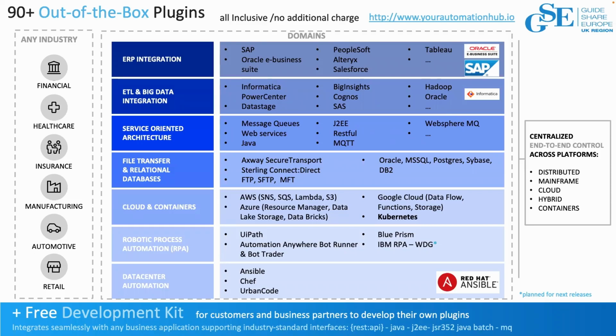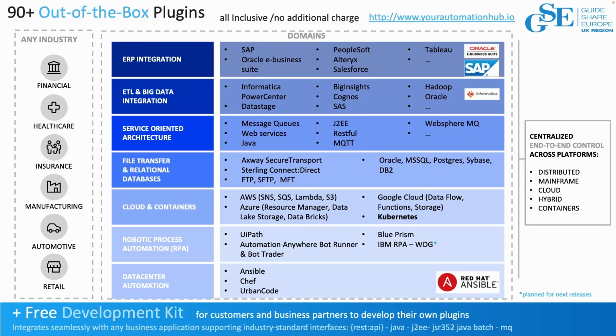We have plugins for many different automation domains like ERP, integrations, ETL and big data, file transfer, relational databases, cloud services, RPA. It's another very important part of our strategy to allow our customers to orchestrate RPA tasks, RPA bots. That's important because the RPA platforms do not provide orchestration capabilities that are, let's say, at the enterprise level, able to manage all your workloads.